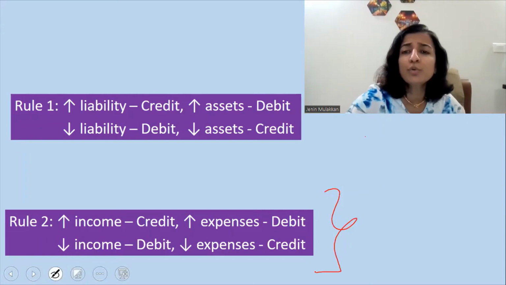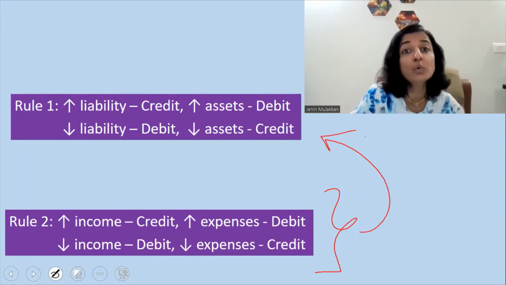Now, rule number 2 is very closely related to rule number 1. Let me give you an example. Suppose your father is involved in stock market trading and he entrusts $10,000 to you for doing stock market transactions on behalf of him. You are not doing the transactions. It is on behalf of him that the transactions are being done.